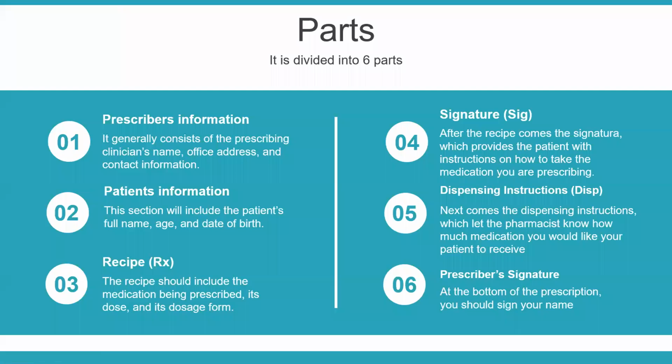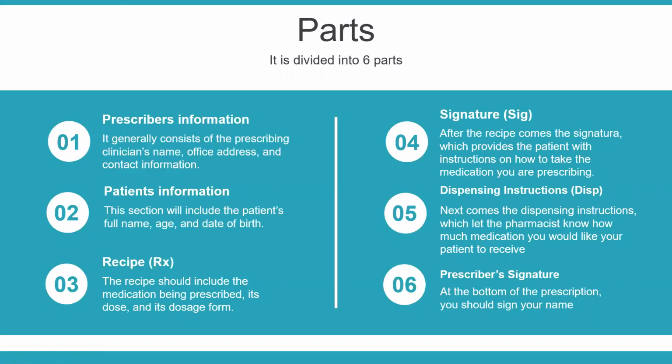Now, coming to the subdivisions of the prescription, or the steps involved in writing a prescription, you can also say. So there are 6 parts in the prescription. There are prescriber's information, patient's information, the recipe or the RX, signatura, dispensing instructions, and then the prescriber's signature.